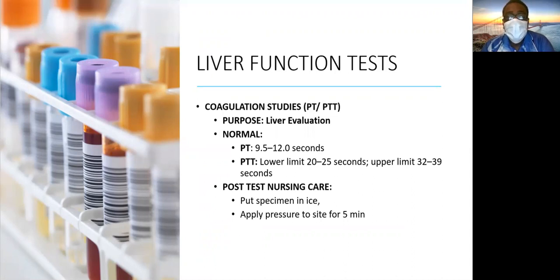In liver disease, PTT is prolonged due to a lack of vitamin K. So your normal PT level, your normal prothrombin time level, should be between 9.5 to 12.0 seconds. For PTT, the lower limit is between 20 to 25 seconds, and the upper limit of normal is between 32 and 39 seconds. So you need to know these values. So PT, 9.5 to 12.0 seconds, and PTT, lower limit of normal between 20 and 25 seconds, upper limit of normal between 32 and 39 seconds.